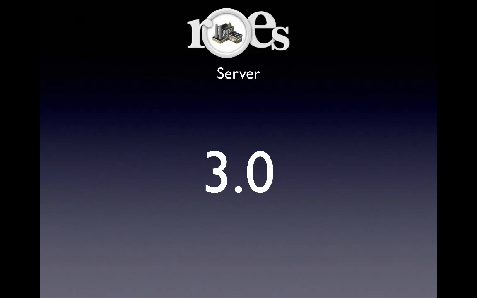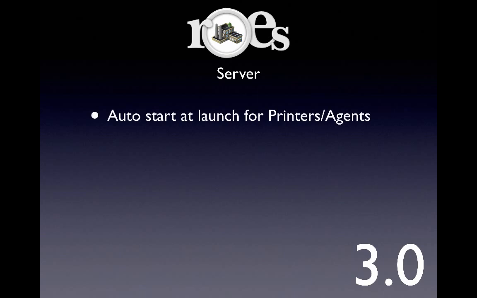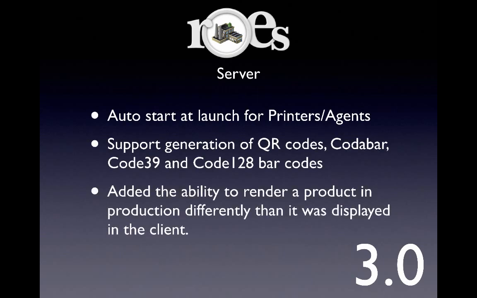And I just want to take a few minutes to show you some of the improvements that we've made on the server that we were demonstrating at the ROES Users Group meeting in 2014. So ROES Server 3.0, one of the things that we've incorporated into it is the ability to recover better from a restart. So you have auto launch printers and agents. So if we're recovering from a crash, you can come back up and be immediately in a productive state.